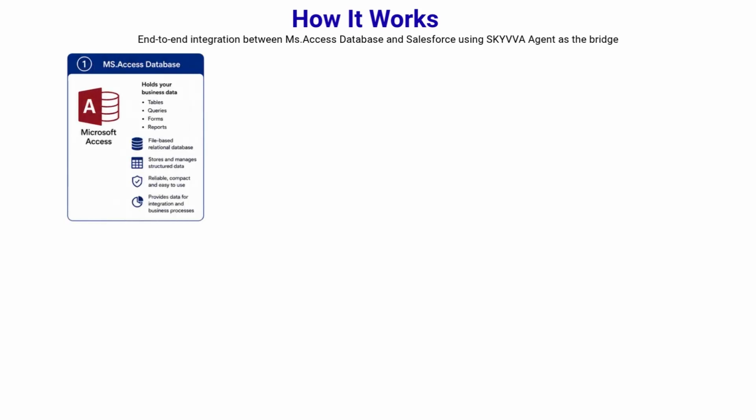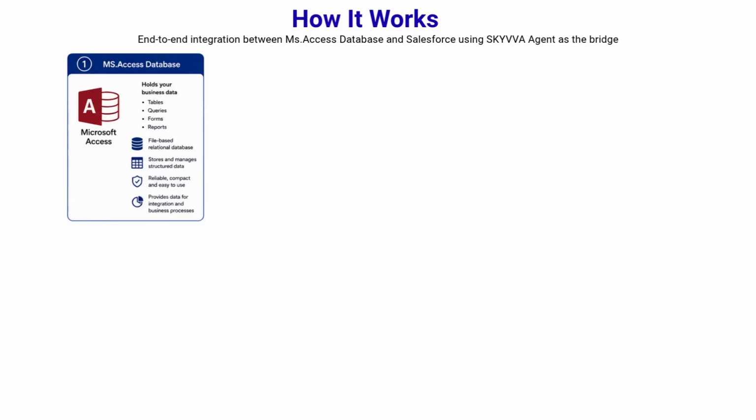Step 1. Microsoft Access Database. The integration begins with the Microsoft Access Database, which acts as the source system for inbound processing and the target system for outbound processing. Microsoft Access stores business data in a file-based relational database and organizes information into tables, queries, forms, and reports. For inbound integration, the SKYVVA agent reads the required business data from Microsoft Access.